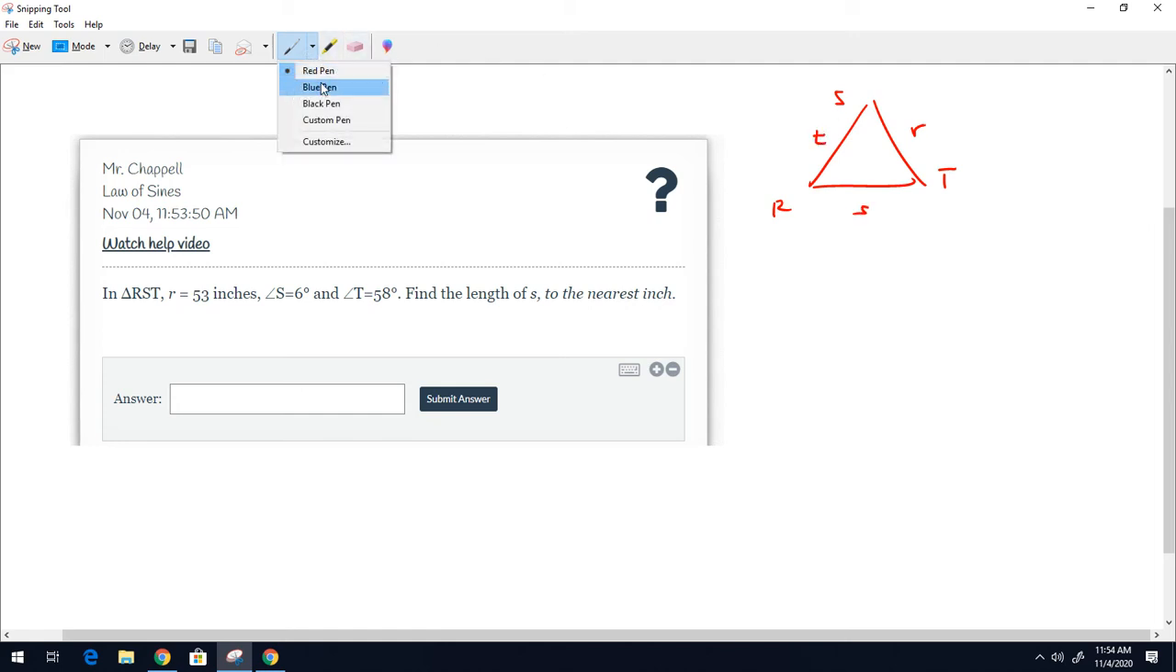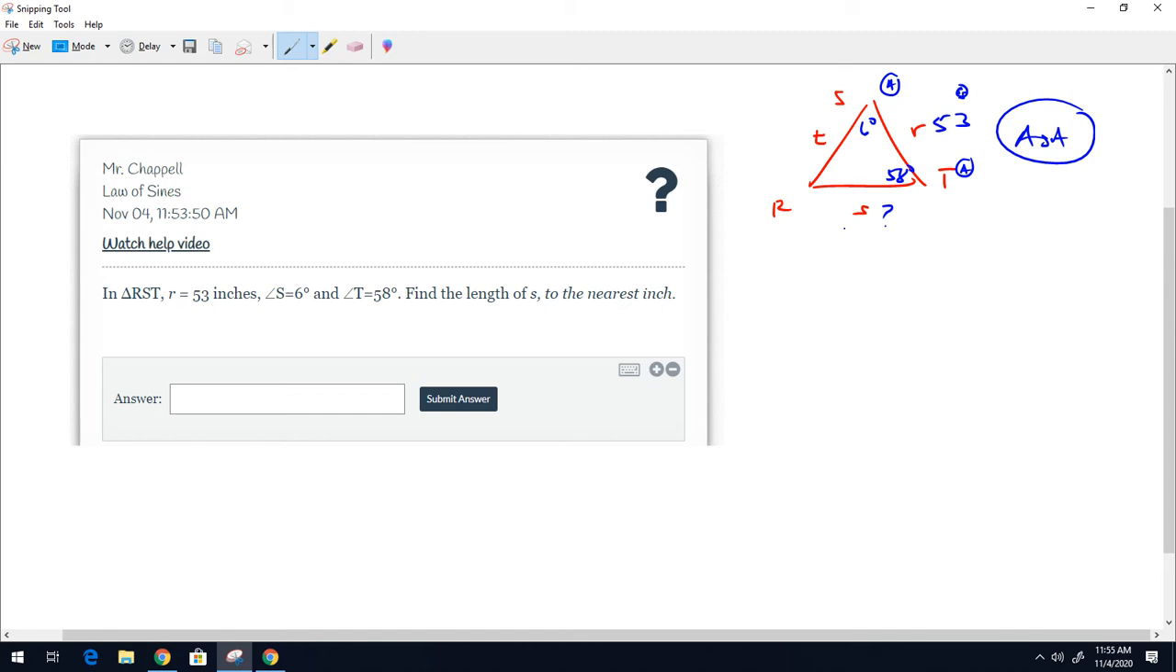So what do I know? I know that r is 53 inches. I know that angle S is 6 degrees. And I know angle T is 58 degrees. And I want to find the length of s. So this is the angle side angle case. Angle side angle, that's a side. So angle side angle. Still law of sines. Now I want to find s, and I know the 6 degrees. So that's what I can use.